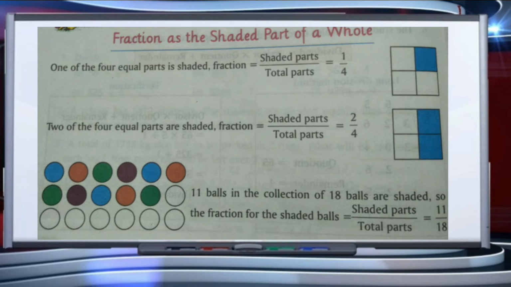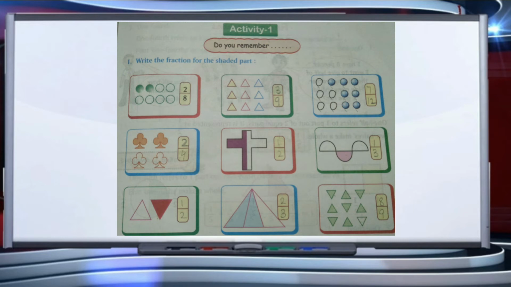In activity 1, we will work with fractions. The first question is, write the fraction for the shaded part. That means the shaded part is given, and you have to write the fraction. In the first, we have 8 balls and 2 are colored. That means the fraction will become 2 divided by 8. Next we have triangles. 9 triangles are there and out of that 3 are shaded. That means the fraction will become 3 by 9.